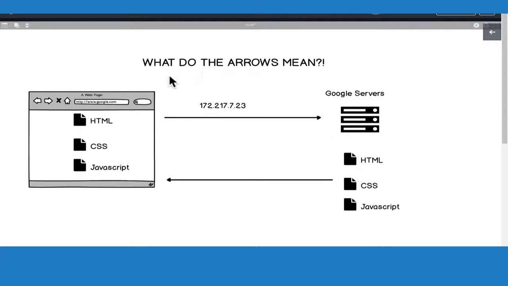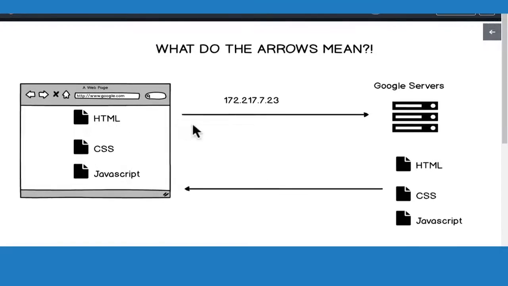But some of you may have had a question: what do the arrows mean? I mean, it's kind of like magic, right? I just told you that we send off the IP address to the servers. The server responds with some files, but this is just magic. Like, what do these arrows mean? So we're going to talk about that in this lesson.